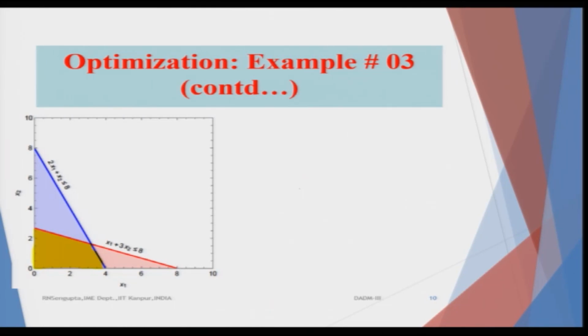Now, if you consider the area which I have just marked yellow, how many corner points does it have? 1, 2, 3, 4. One of the corner points is 0, another corner point is on the x2 axis, another corner point is on the x1 axis, and another corner point is the common point which satisfies the equations 2x1 plus x2 is equal to 8 and x1 plus 3x2 is equal to 8.